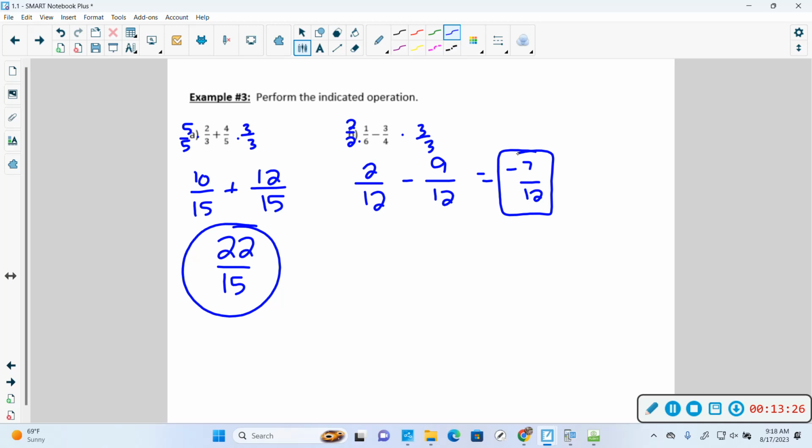So just a little basic fraction action just to review. And yes, I know there is more. Get ready for the next one. Those are easy.